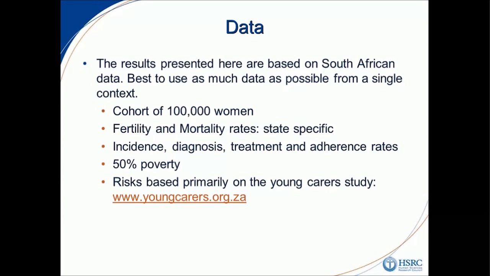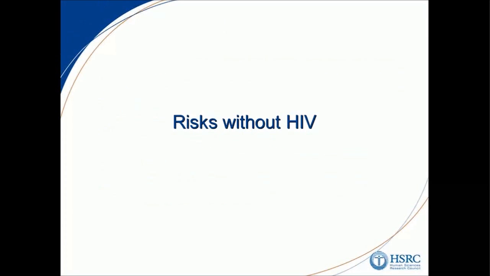And we used South African data as far as possible. The model can, of course, be calibrated to any country, but we wanted to use South African data because that's where we have the most data, both on the HIV epidemic and on the impacts on children. So it allows us to have data from a common source, which is preferable. And obviously then we take all the demographic data from there and all the HIV data from the South African context. We assume that half of the population lives in poverty, and we take a lot of the risk of negative outcomes for children from the Young Carers study, which I mentioned previously, but also from a number of other studies.